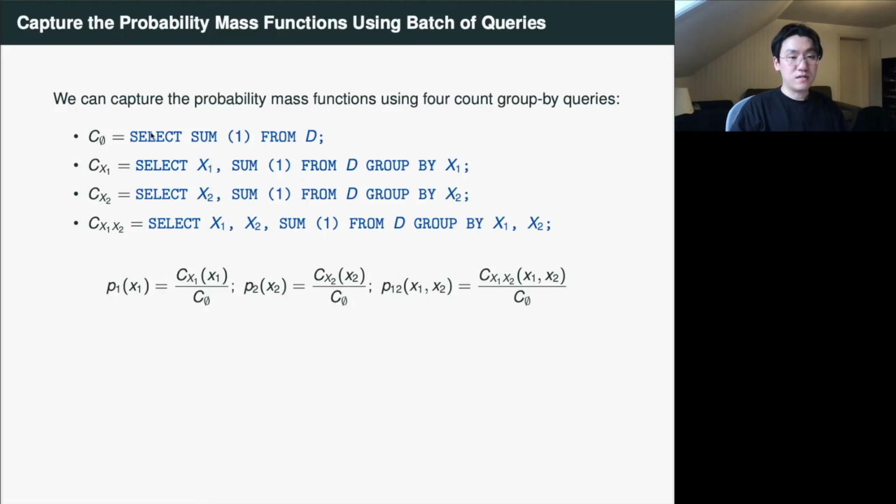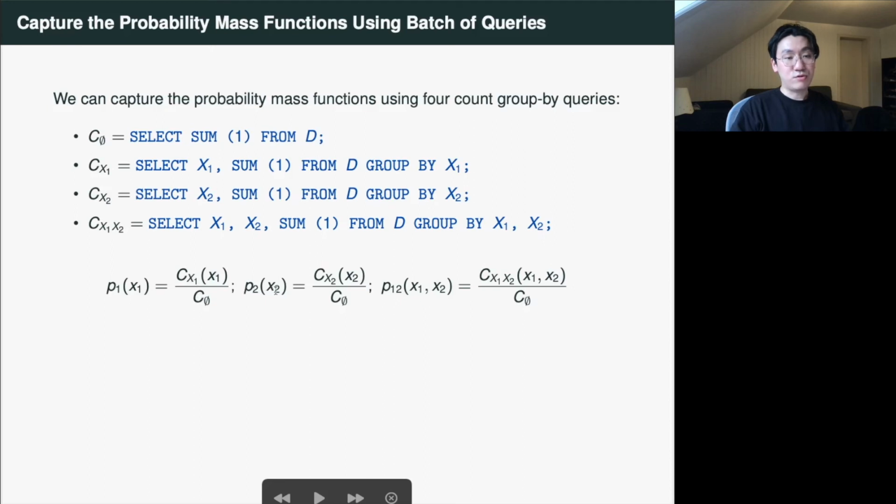The first one computes the count of tuples in the dataset, and the second query computes for each x1 value the count of tuples in the dataset. In other words, for each x1 value, the number of tuples that has this x1 value. With these 2 queries, we can capture the probability P1. We have the number of tuples with this x1 divided by the number of tuples in the dataset.